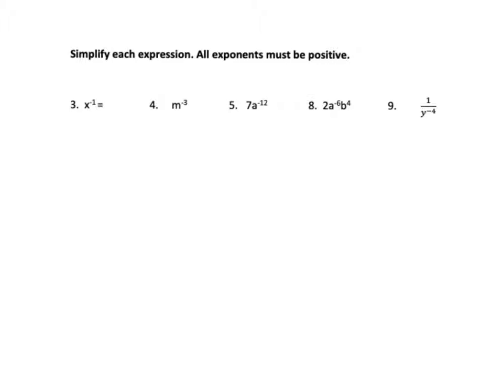If I have variables, x to the negative first would be 1 over x. m to the negative third is 1 over m to the positive third. Now in number 5, be careful. This is the only thing raised to a negative exponent, so the 7 is not allowed to move. It stays in the numerator, and a to the 12th drops to the bottom.